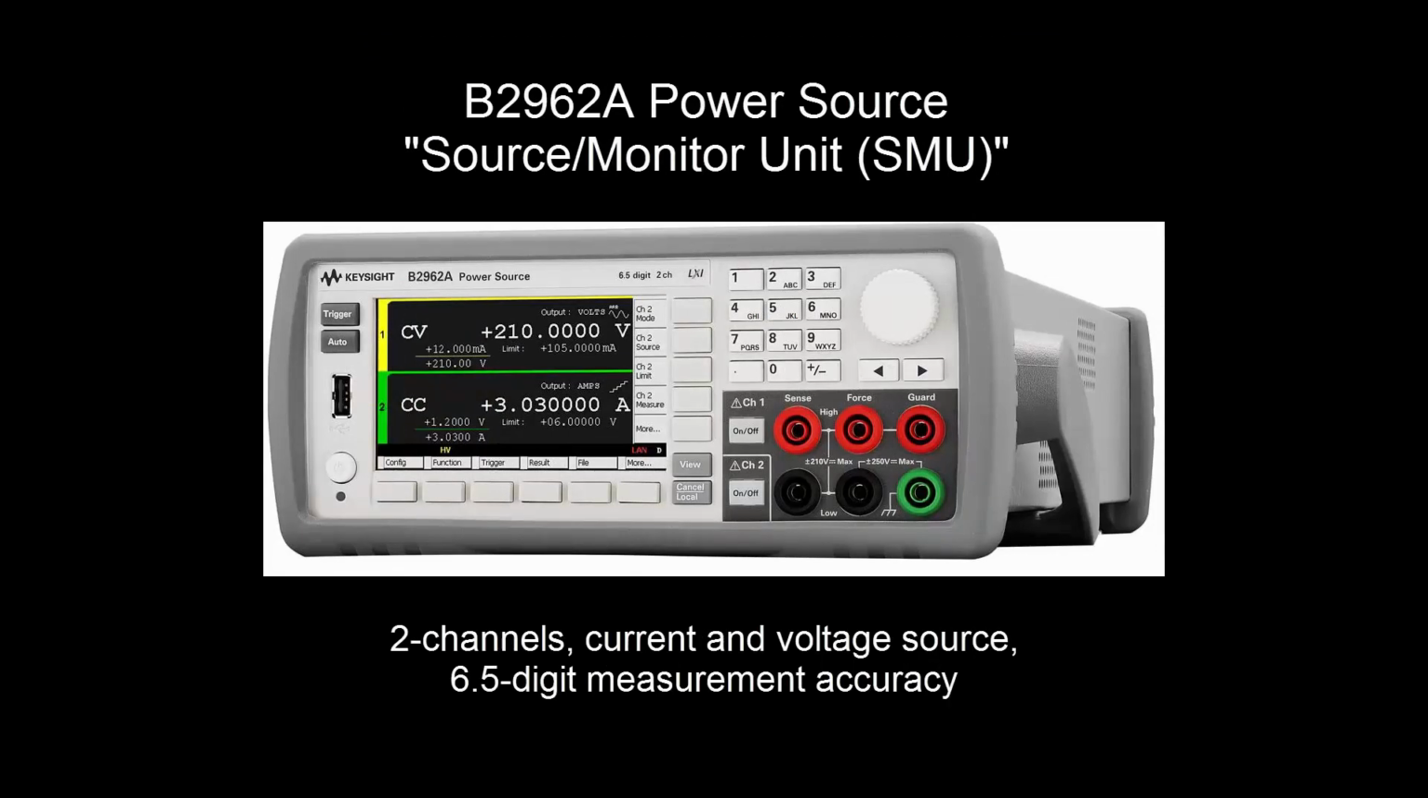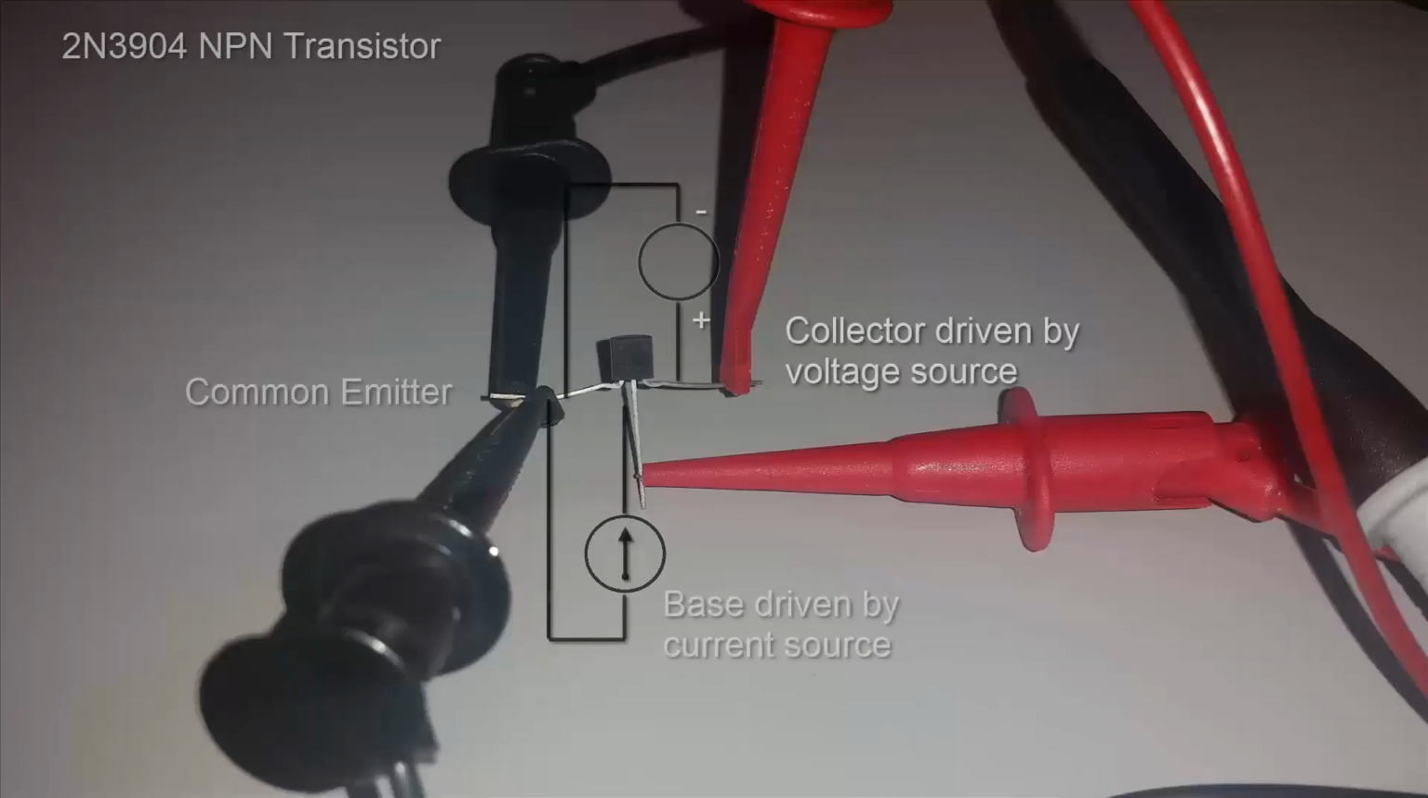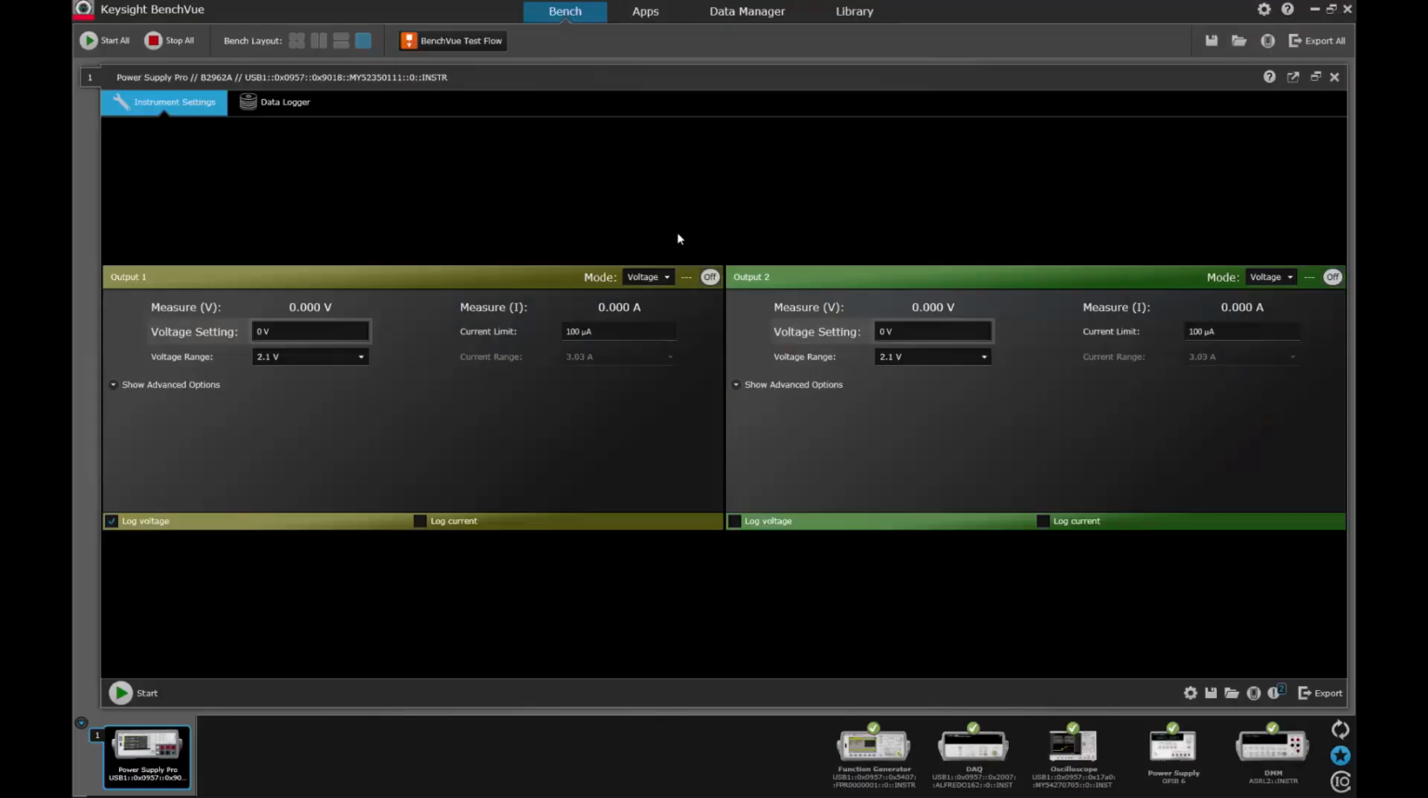This instrument has two channels and is capable of low current stimulus down into the femtoamp range and high voltage as high as 210 volts, and it can measure the current and voltage it's outputting with 6.5-digit accuracy. We'll drive the base of a 2N3904 NPN transistor with one channel, set up as a current source, and then apply various voltages to the collector and measure the resulting collector current. No extra components are needed.